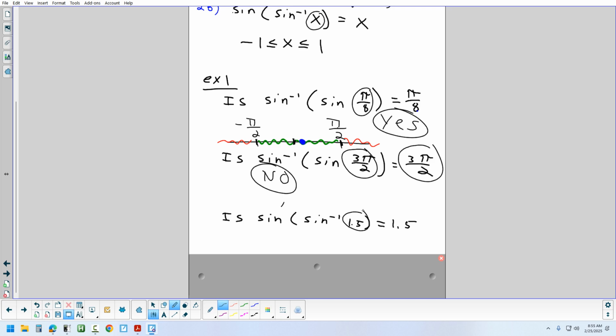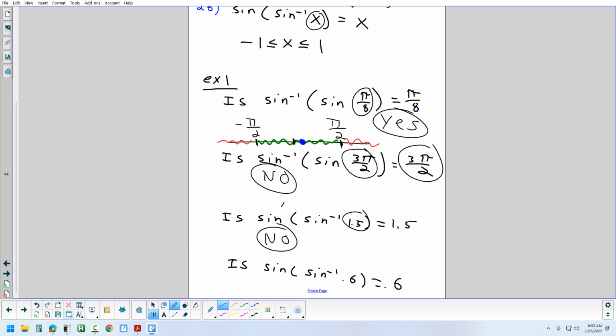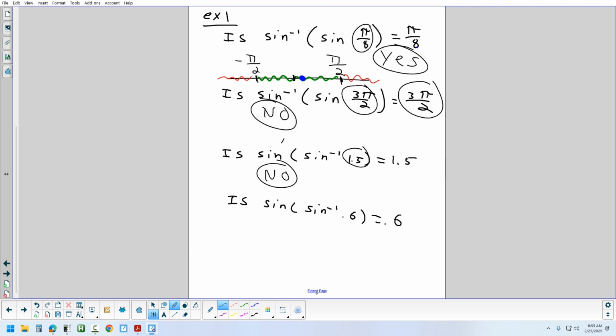It's not that it gives you a different number back. It won't work at all. So that's no. All right. And how about this one? Same setup as the last one. Inverse is on the inside, and it's 0.6. Will that one work? Yeah, because you're supposed to be between negative 1 and 1, so that's fine.